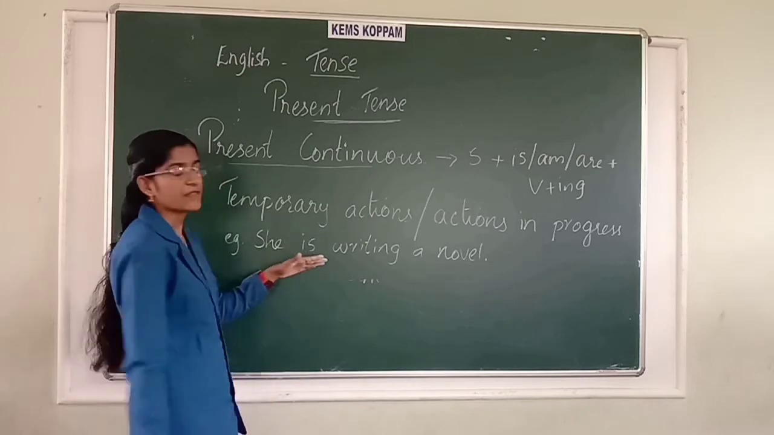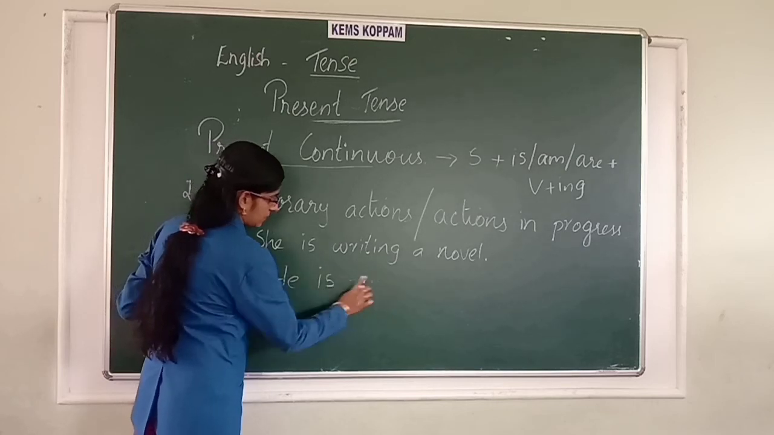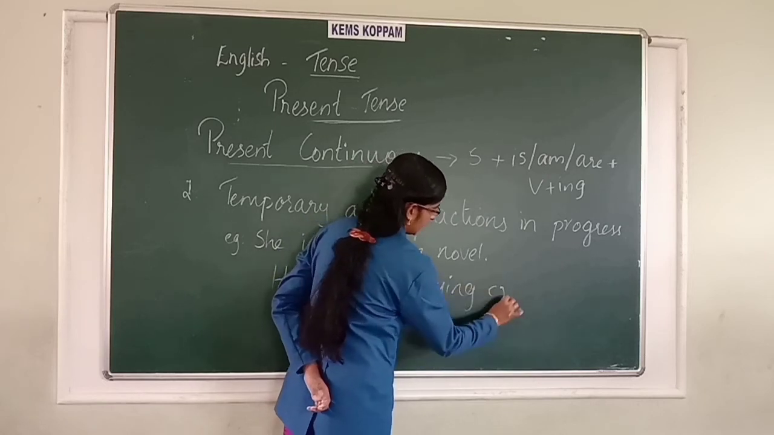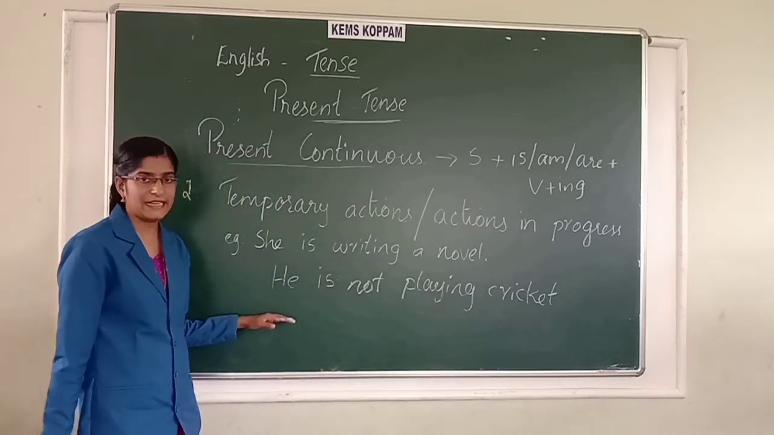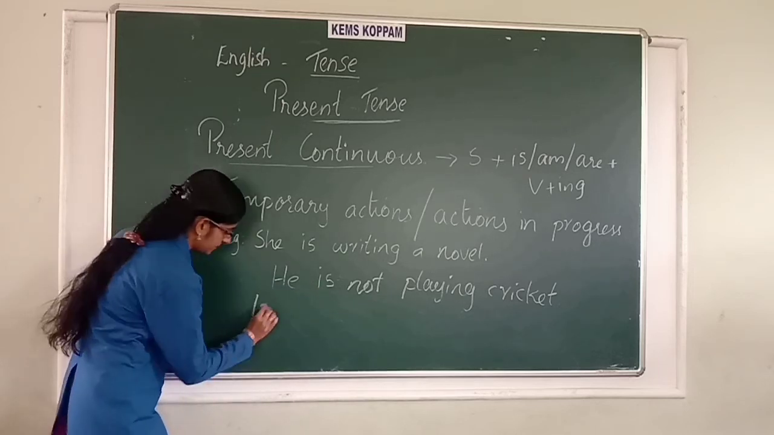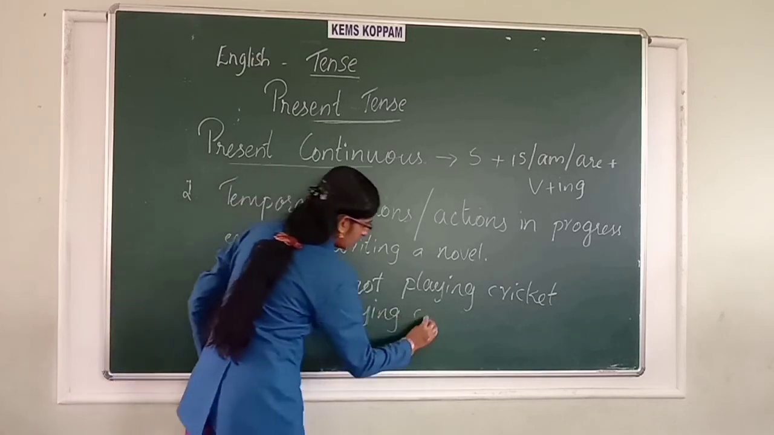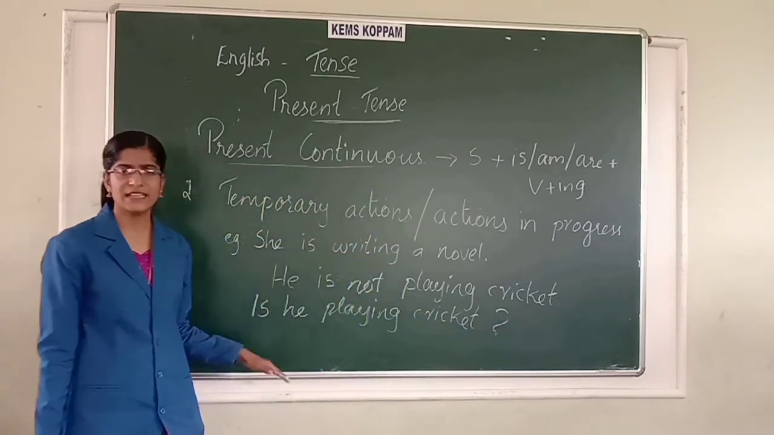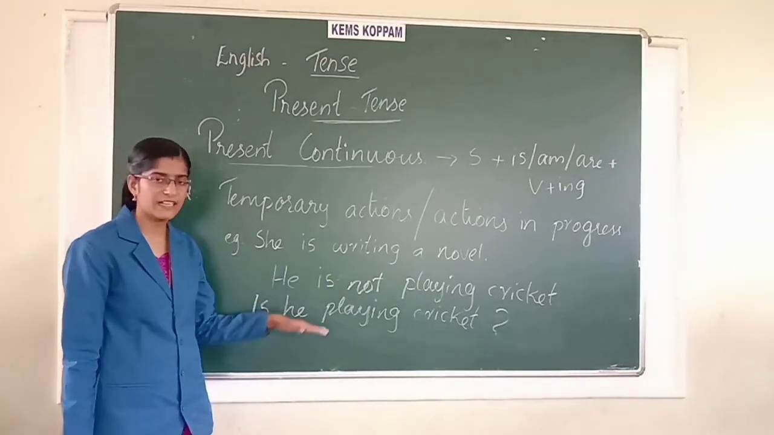Okay, and how can we form the negative? Just add not. Okay, he is not playing cricket now. We can just add not to make it a negative sentence. How can we form a question? Just bring this auxiliary verb to the beginning. Okay, is he playing cricket? Okay, are they talking there? Okay, we can say, is he talking or is he playing?